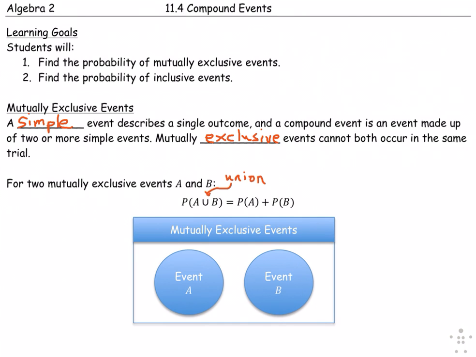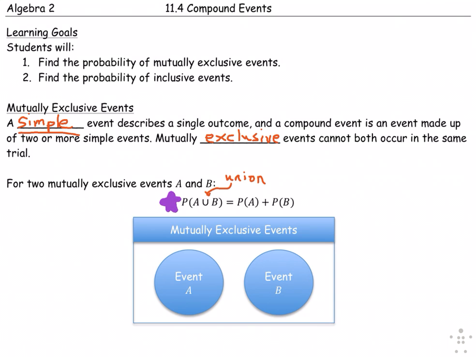This video covers mutually exclusive events where there is no overlap, and then later we'll see about inclusive events where there's some overlap between A and B. So a mutually exclusive event is a simple event and it describes a single outcome. Now, a compound event is made up of two or more of these simple events, and when we say mutually exclusive, that means that the events cannot both occur in the same trial. So this is the formula for it.